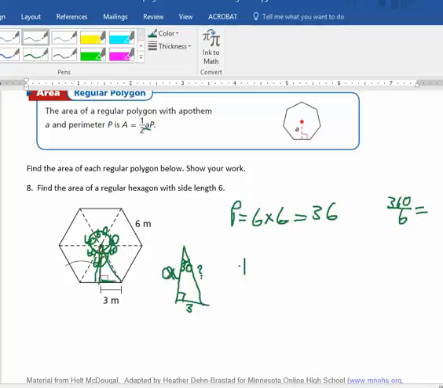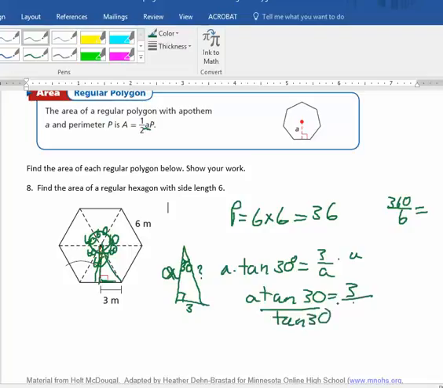But I know that the tangent of 30 degrees will be equal to the opposite side of 3 over the adjacent side of A. And we spent a whole chapter working with trigonometry, so you know that you need to multiply both sides by A to get it out of the denominator. And that will be equal to 3. And now to solve for A, we need to divide by the tangent of 30.